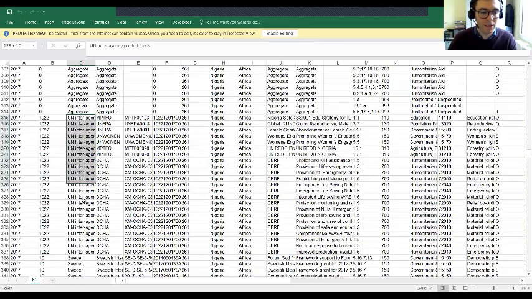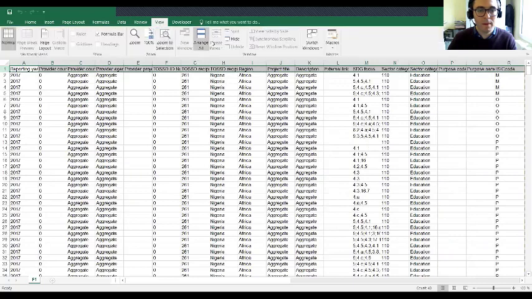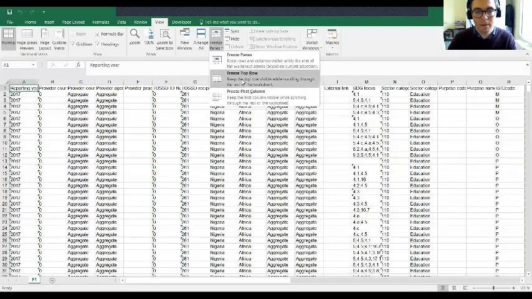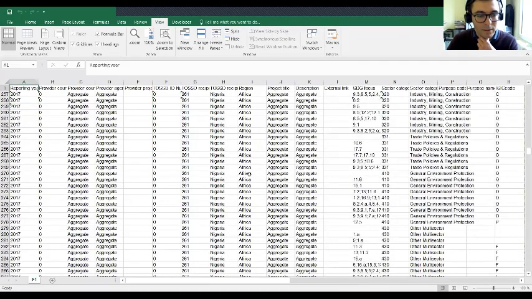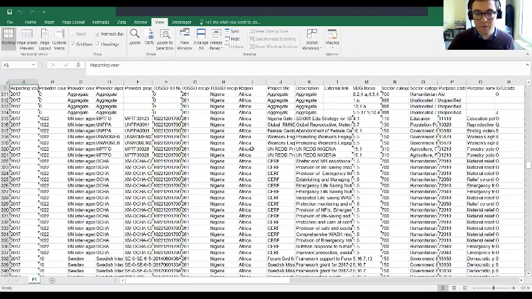You have, for example, the UN agencies here, OCHA, the Multi-Partner Trust Fund Office of the UN. So here you have the full detail of these organizations. And let me quickly freeze the top row so that we can... Voila. So again, scrolling down. So you see here the UN agencies. So you have a lot of detailed information about these projects.